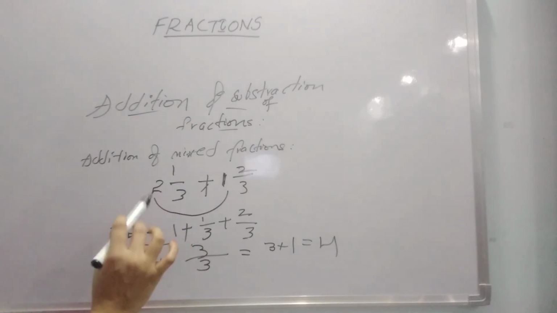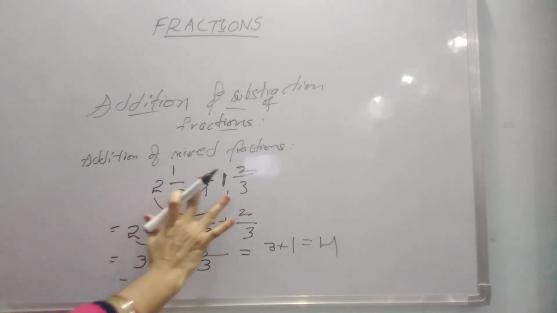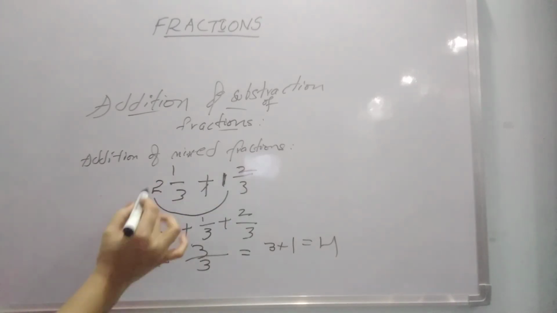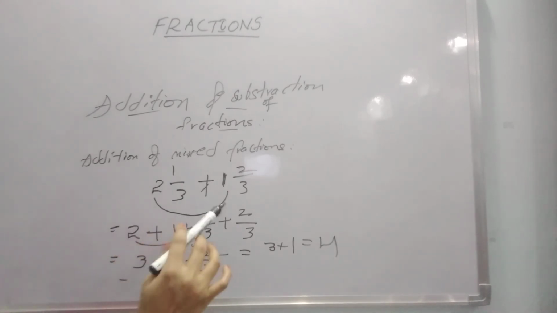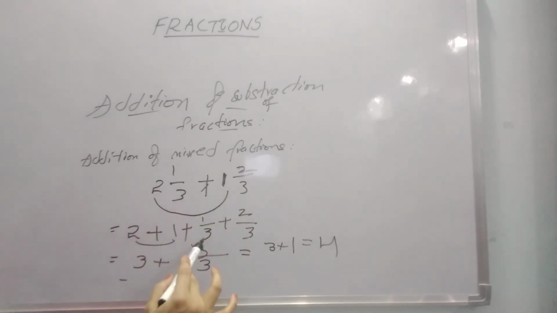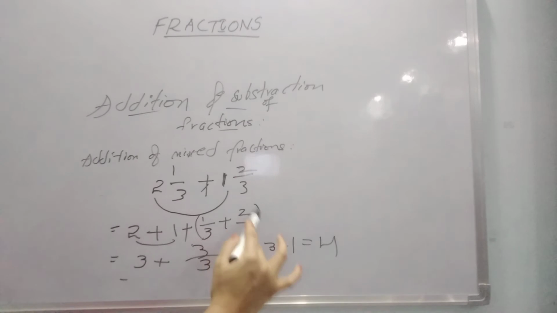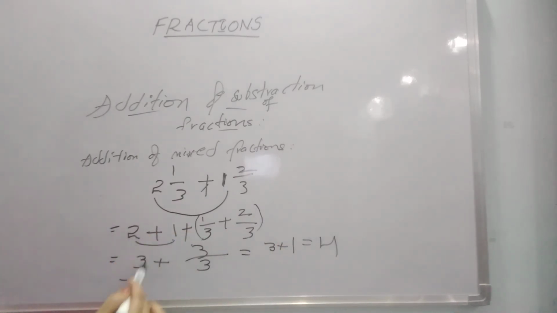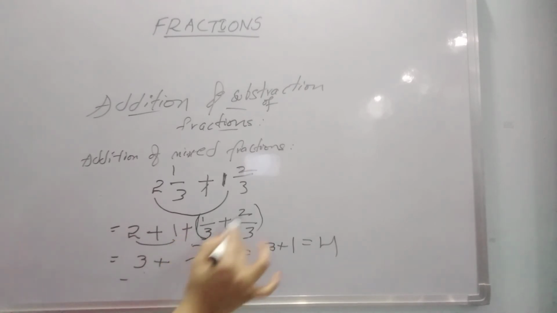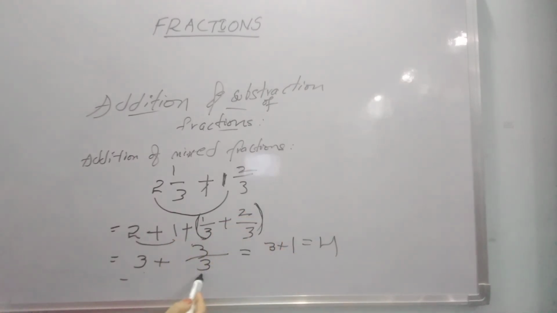First of all, we have to take whole number parts. That means 2 plus 1, these are whole number parts. So we first take the whole number parts and next we take the fractional parts separately. That means like this, 1 by 3 plus 2 by 3. Next we add the two whole number parts, 2 plus 1 is 3, and next we add the like fractions. Our answer is 3 plus 1 means 4. Okay, is it right?